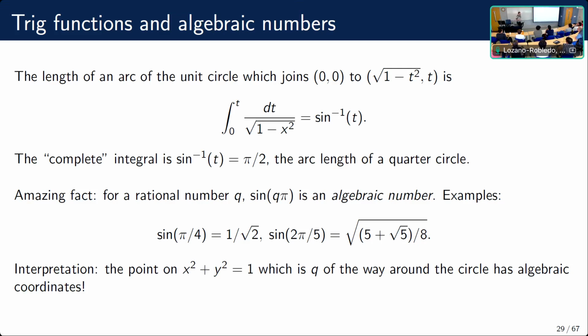The point on the curve x squared plus y squared equals 1, which is q of the way around, has algebraic coordinates whenever q is rational. So it has algebraic coordinates whenever you go a rational fraction around the unit circle.